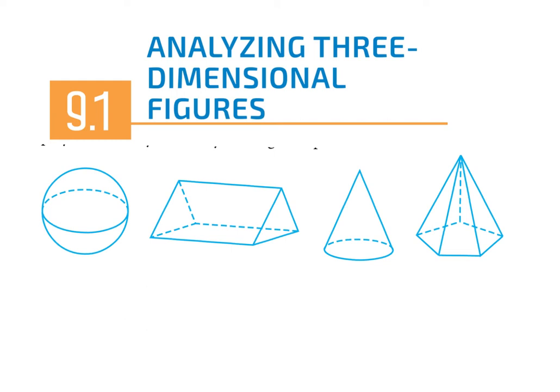The first section is all about analyzing three-dimensional figures. They give you some examples of three-dimensional figures. We have a sphere, a triangular prism, a cone, and a pyramid. All right? And what you'll notice is they all have different types of faces.